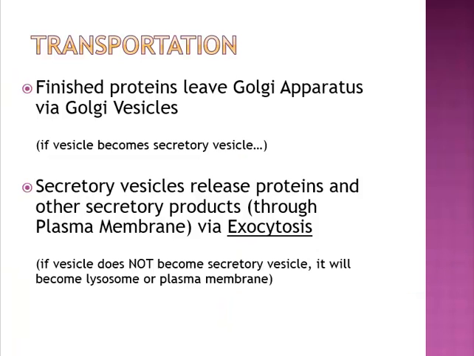So transportation. Let's talk about transportation a little bit more. We talked about how the rough endoplasmic reticulum pinches off into a transport vesicle, which then goes to the Golgi apparatus. Finished proteins leave the Golgi apparatus via a Golgi vesicle. If a vesicle becomes a secretory vesicle, it releases proteins and other secretory products through the plasma membrane via exocytosis, so exiting the cell. If a vesicle does not become a secretory vesicle, it will become a lysosome or become part of the plasma membrane.